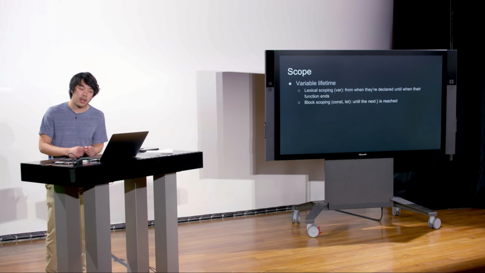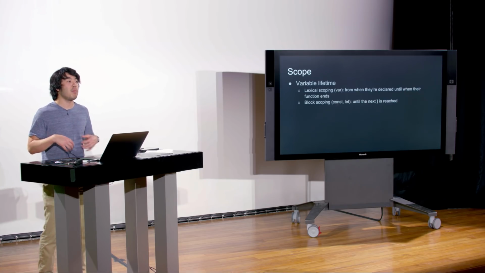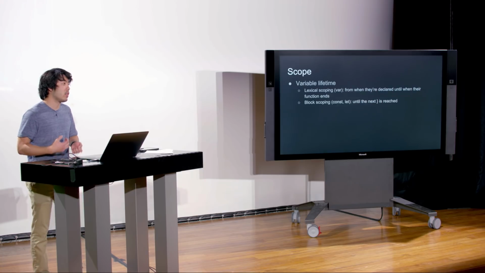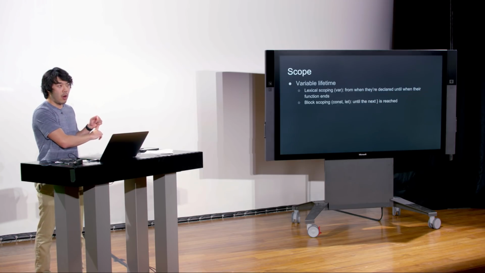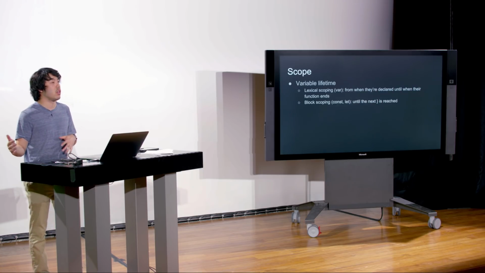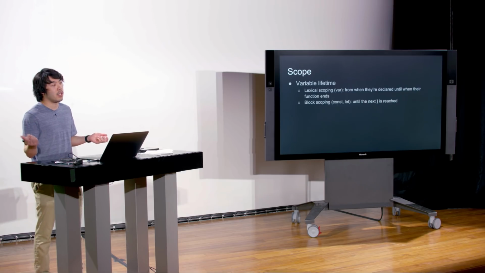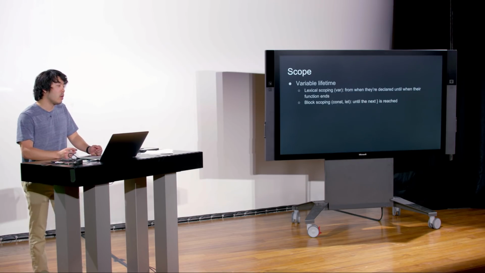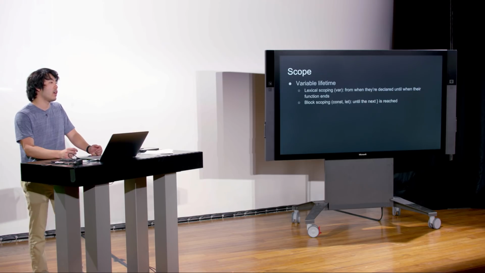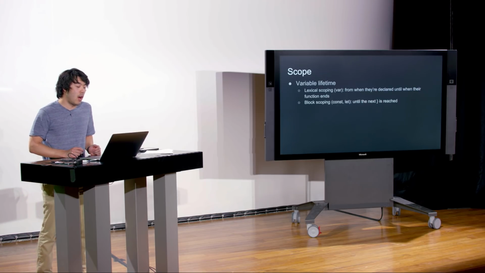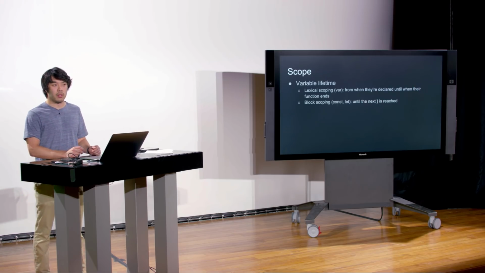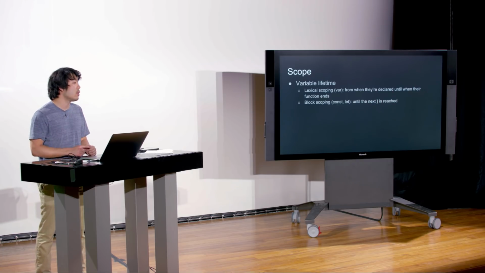Lexical scoping is basically saying, hey, give me a variable, and it'll exist for as long as since it was declared, all the way until the end of a function ends, or the file if it's in a file. Whereas the analog would be block scoping, where it behaves a lot like something behaves in C, where a variable will be around from when it's declared until the next end curly brace is reached. That's the big difference between var and const and let.